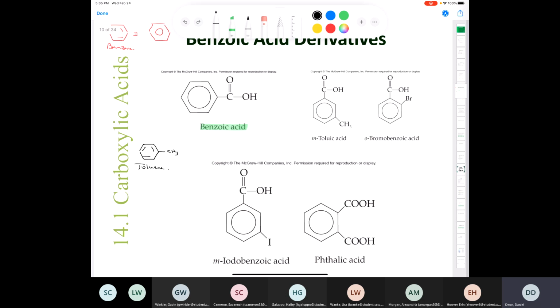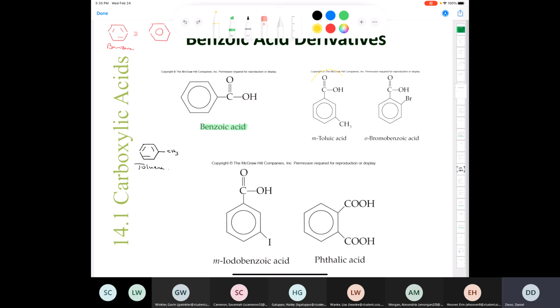Now, you don't have to have that name memorized, not at all, but I just want you to understand where it comes from. Here we have what's called ortho-bromobenzoic acid. We have a bromine on there. Here we have meta-iodobenzoic acid, and this one here is called phthalic acid. You don't have to have that one memorized either. All right, but these are all just derivatives of benzoic acid.